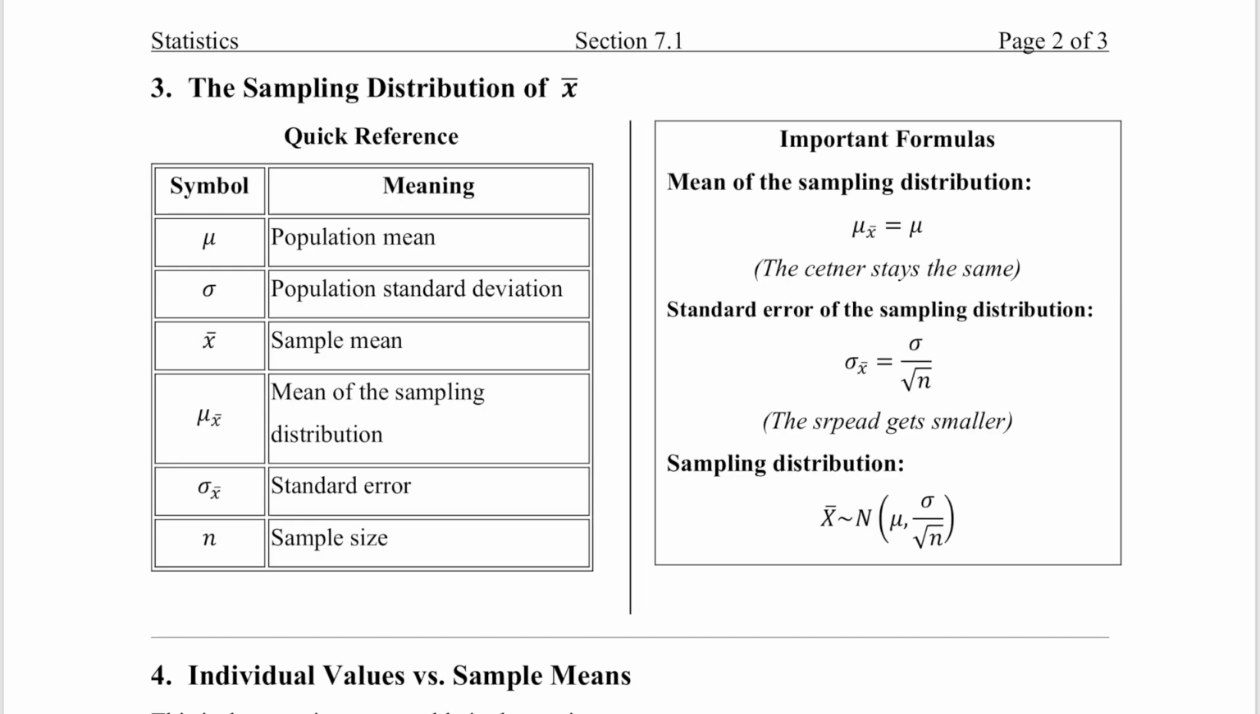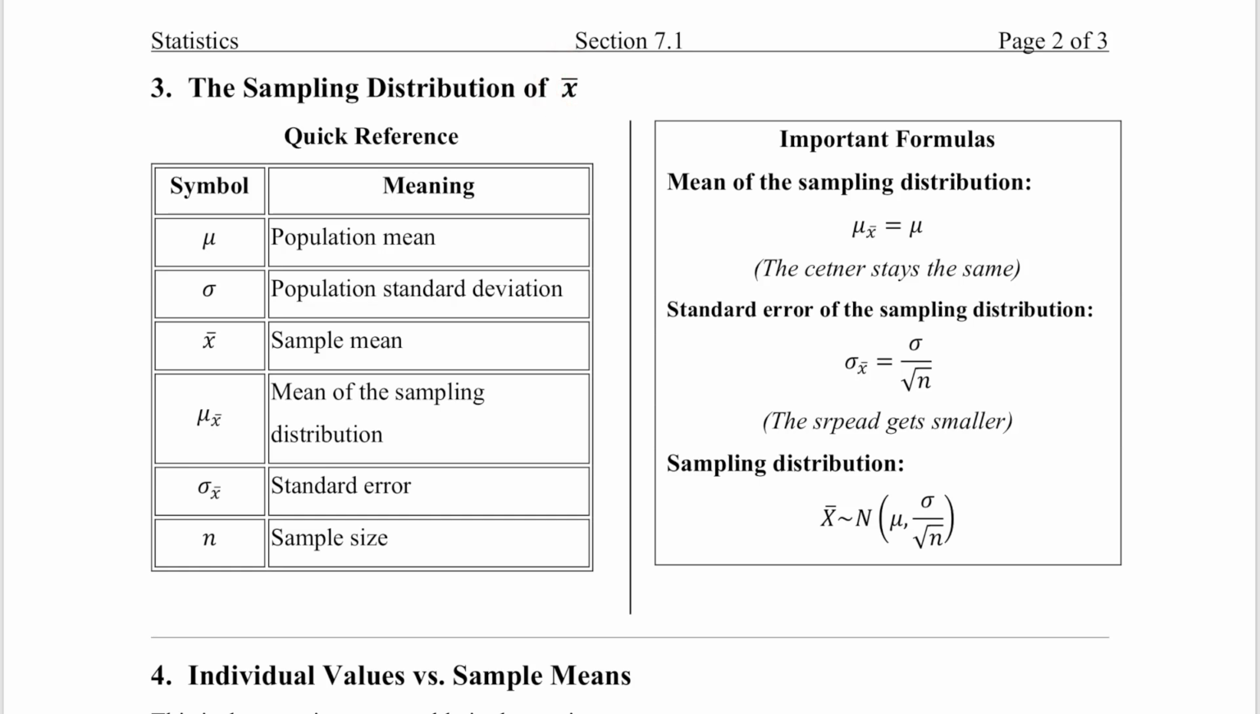So what exactly is a sampling distribution? Imagine taking many random samples of a given sample size from a population and calculating the average for each sample. If you graph all of those sample averages, you get the sampling distribution of the sample mean. Instead of studying individual observations, we are studying how sample means behave.